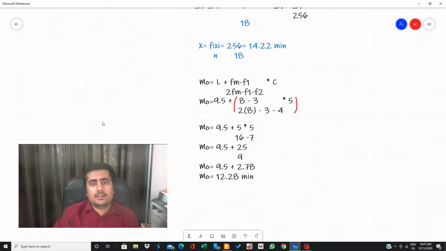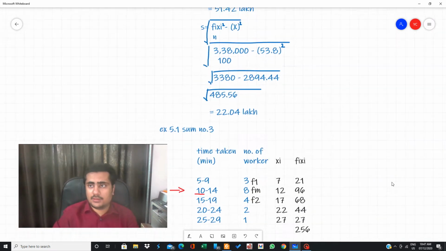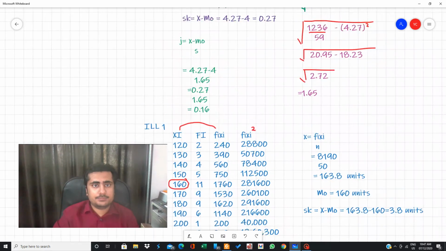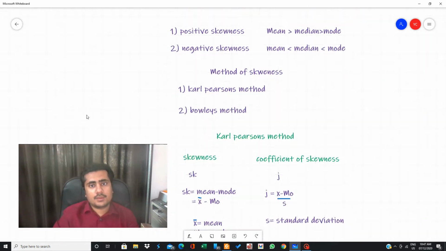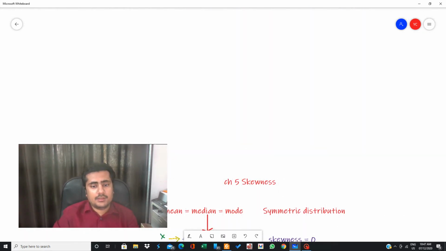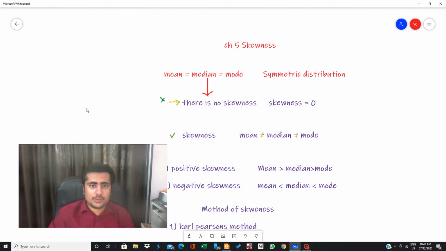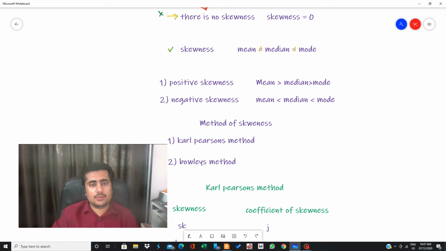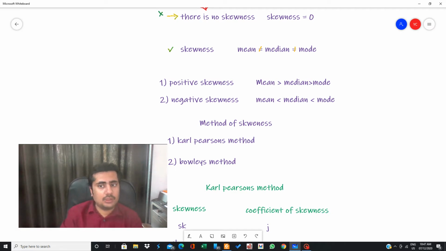So far, we had done many things in this chapter. Let us take it as a recap. We had started this chapter with skewness. What is known as skewness? I told you that there are two types of skewness, positive and negative. If mean is greater than median, and median is greater than mode, it is positive skewness, and negative skewness means mean is smaller and mode is greater. If all three are equal, then there is no skewness.